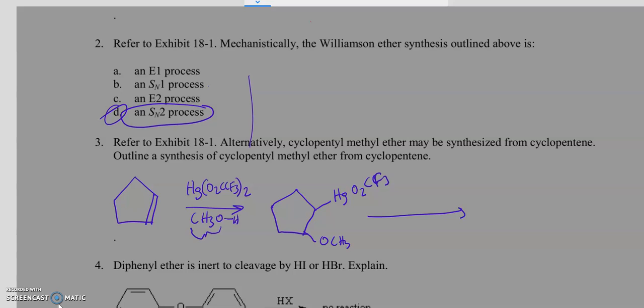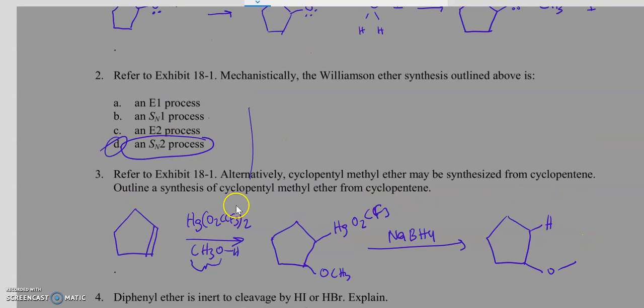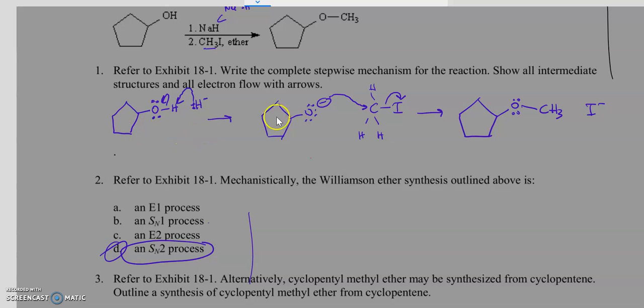So now we are going to reduce this molecule, replacing the mercury with hydrogen. We're going to get rid of this mercury acetate. So I can react with sodium borohydride to reduce to hydrogen here. And then we're going to get a methoxy here. Alright, this is how you can make a double bond into an ether. And then this one, how can you make an alcohol into an ether?